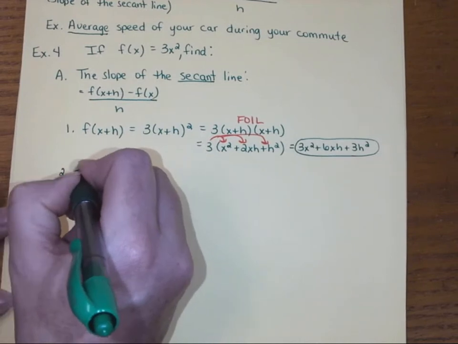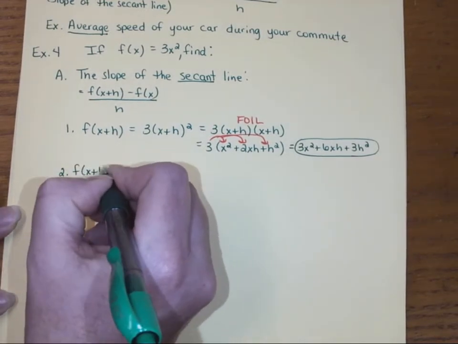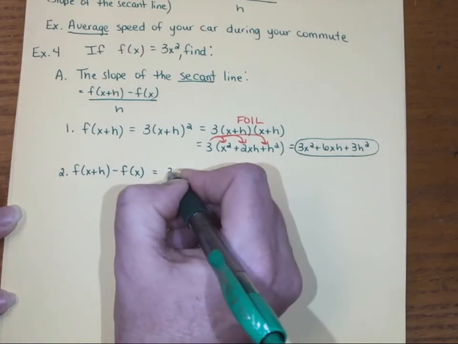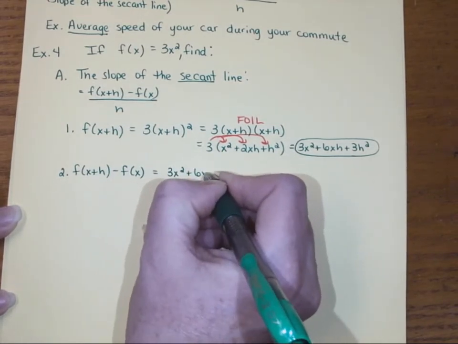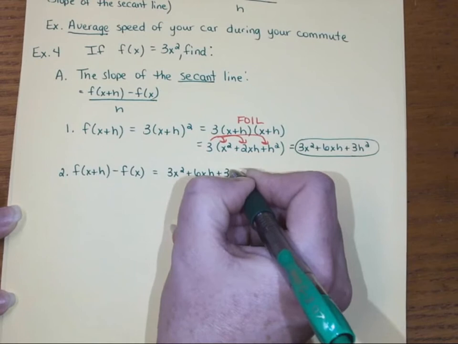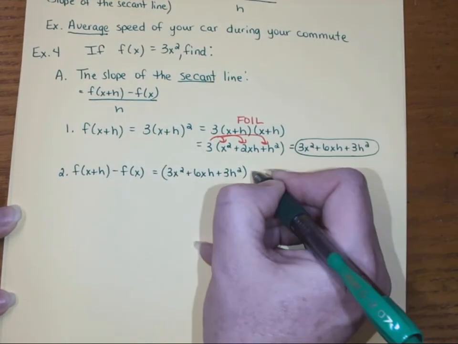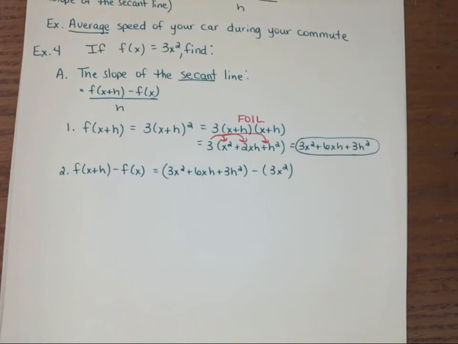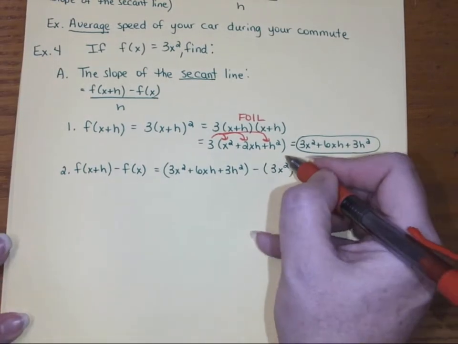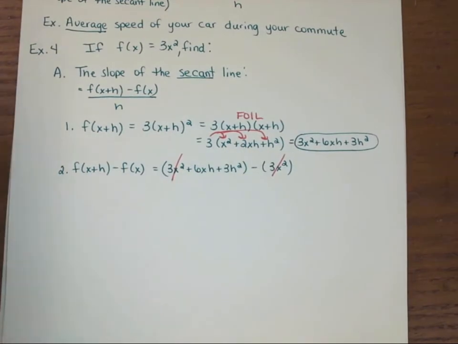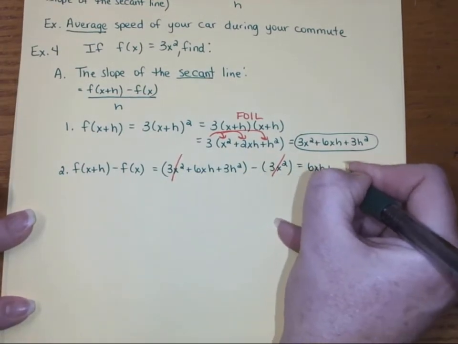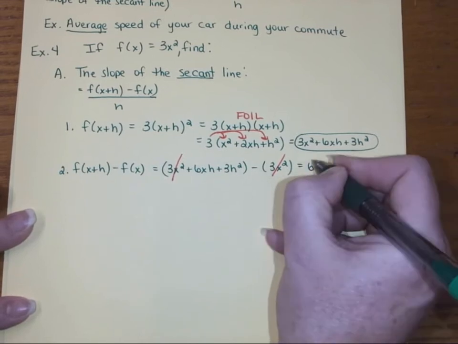Okay, so step number 2. Now that I'm finished with step 1, I'm going to take what I got and subtract off the original. So this is going to be 3x squared plus 6xh plus 3h squared, what I got in step 1, minus the original function, which was a pretty simple one, just minus 3x squared. So notice, as usual here, 2 things are going to get canceled, and that's going to leave me with 6xh plus 3h squared.